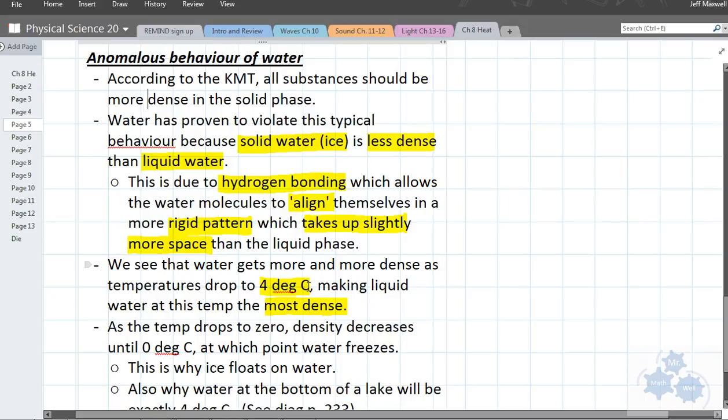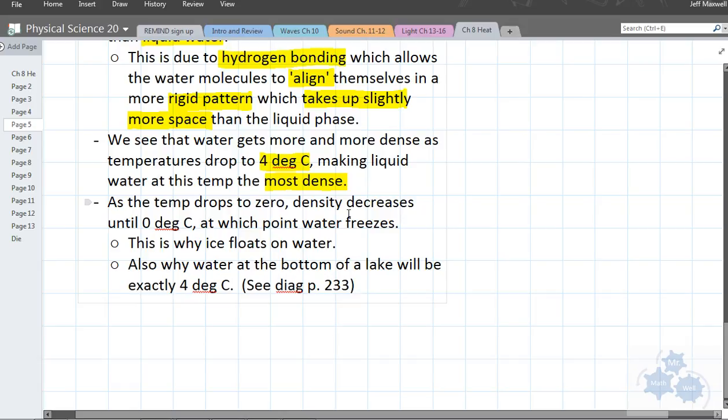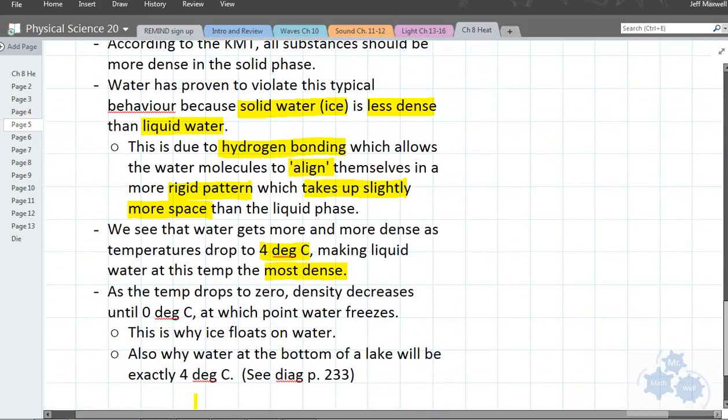Okay, as we continue, as the temperature drops to 0, as we mentioned here, density decreases until 0 degrees Celsius, at which point it freezes. That's why ice floats on water, and the water at the bottom of the lake is exactly 4 degrees.